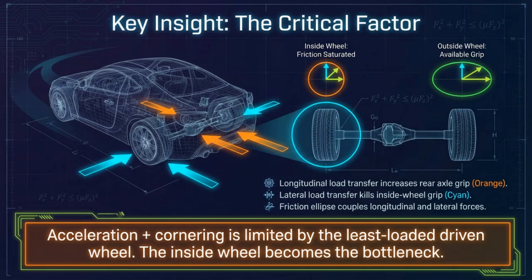Longitudinal load transfer increases grip at the rear axle during acceleration. At the same time, lateral load transfer reduces grip at the inside rear wheel during cornering. The friction ellipse shows that longitudinal and lateral forces are coupled, not independent. As lateral force demand increases, less force is available for acceleration. Because of this coupling, the inside rear wheel becomes the limiting factor. Visually, the friction ellipse is exceeded first at the inside wheel. The load transfer diagram shows reduced normal force, and the force vector plot shows combined forces reaching the limit. The final insight is, acceleration while cornering is limited by the least loaded driven wheel. The inside rear wheel is the bottleneck.